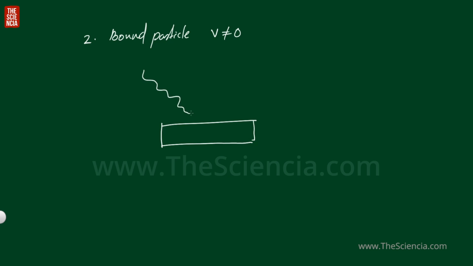Second example, a bound particle. For a bound particle, its potential energy is not equal to 0. An example of a bound particle case is the photoelectric effect. So when a photon is falling on a metallic surface, the bound electron will come to the surface, then it will be ejected from the metal, right? To take the bound particle to the surface, we have to give some energy, that is the threshold energy, phi.